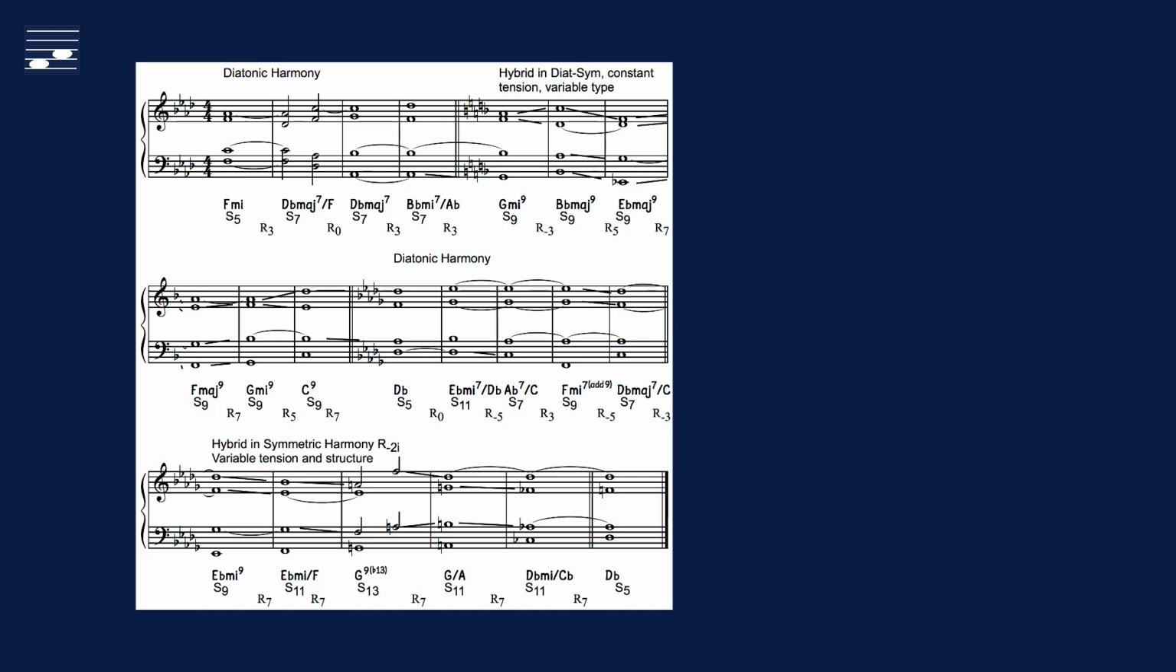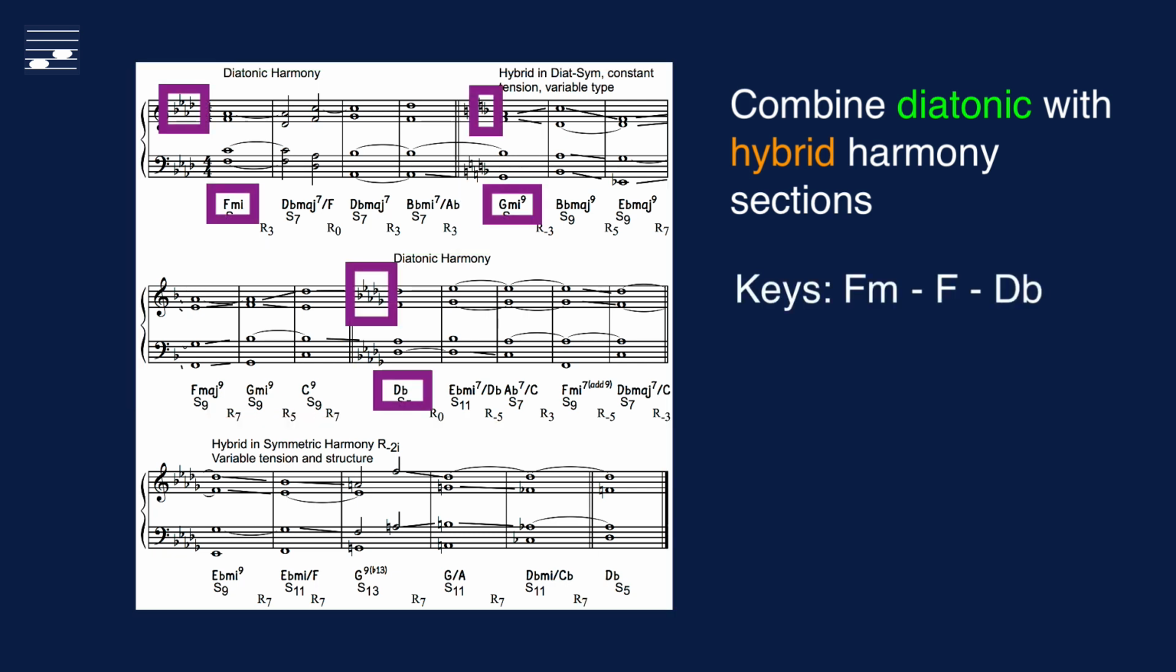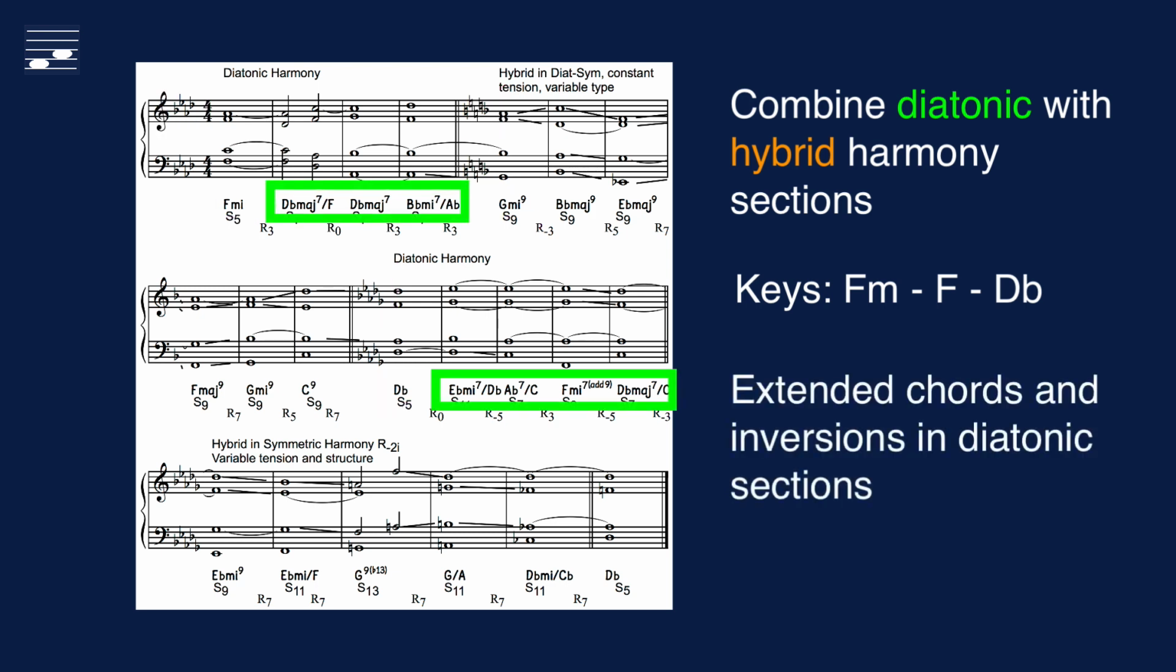Here's the 21 measures long chord progression with 3 diatonic sections framed in green and intertwined with 2 hybrid harmony sections. We move through the keys F minor, F major and D flat major. The diatonic sections contain inversions and single occurrences of extended chords.